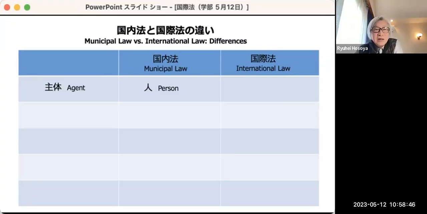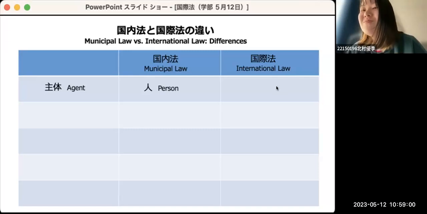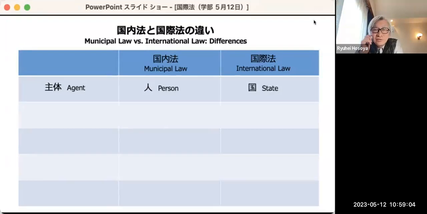So who can guess what the main agent of international law is? 北村さんどうですか？ 国家とか。 ですね。Okay, it's the state which is the main agent. Again, there are other agents, to be sure. International organizations can also be sometimes agent of international laws. Individual persons can, again, not very often, but sometimes be subject to international law directly. But by far, the main agent is the state. Okay, and there are, as you know, close to 200 states in the world right now.